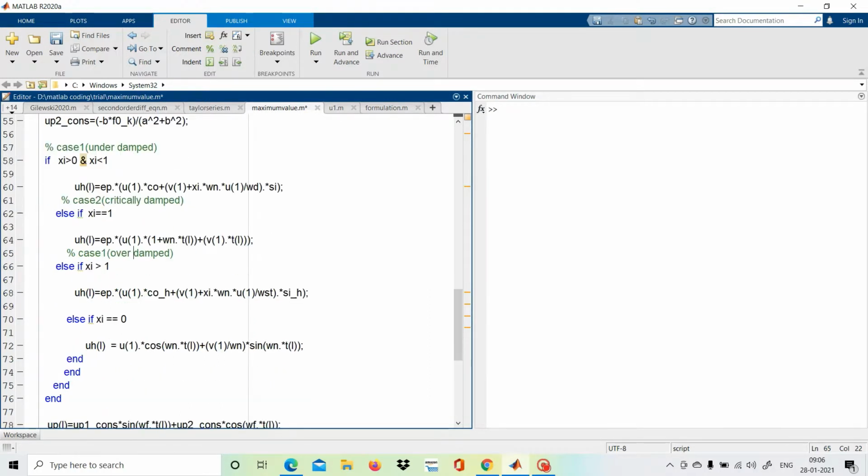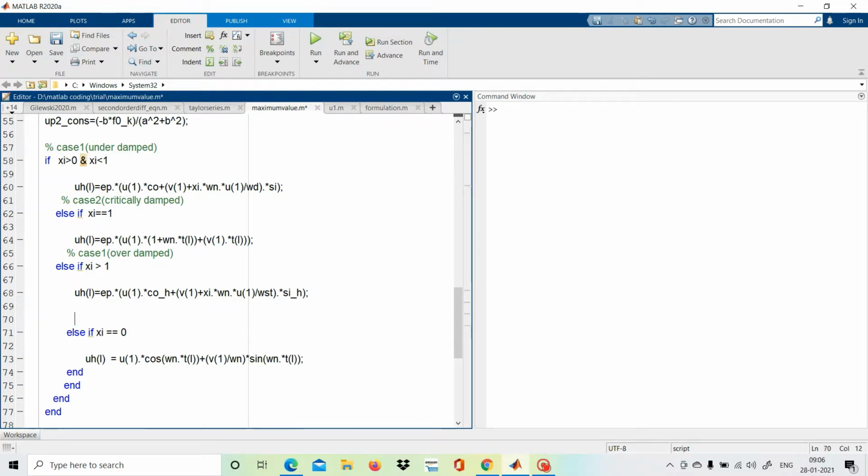And another case which we have not taken into account before, but we know that if xi is 0, we write case 4, which we have taken as undamped, where there is no damping. Okay, xi is 0 here. Case 3, and it is case 2.